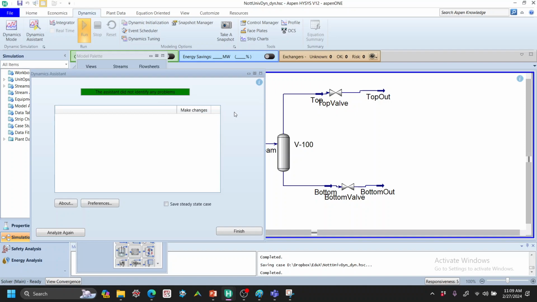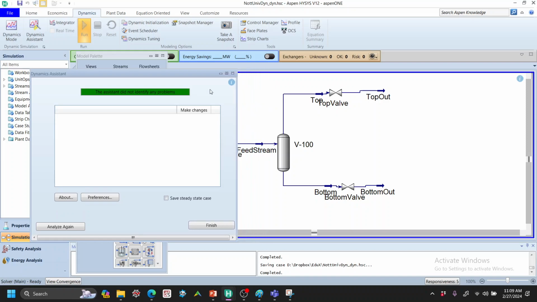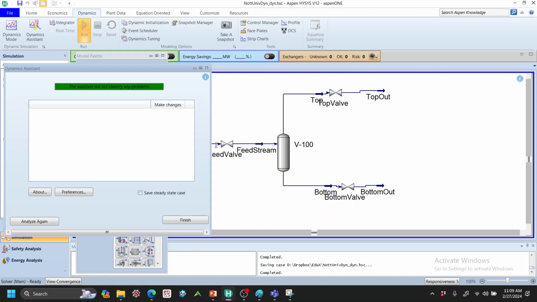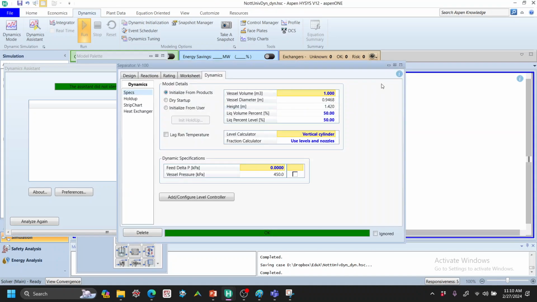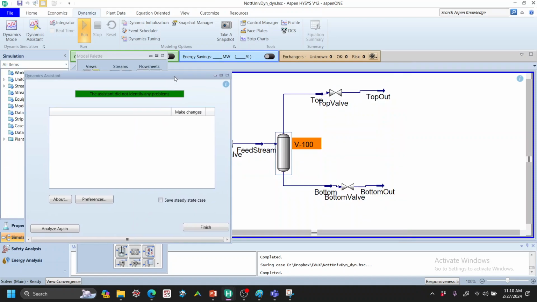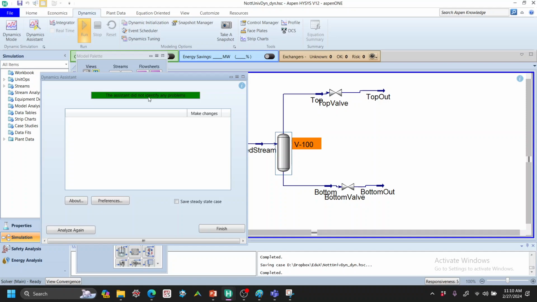So the basic is that we activate the pressure specifications in the inlet stream and outlet streams, and then we fill in the size of the equipment. We have three valves. The size of the valves is the CV, and then we key in the volume of the vessels, which comes with automatic calculations for the diameter and height as well. Once you do so, when you click the dynamic assistant, we should see no problem.